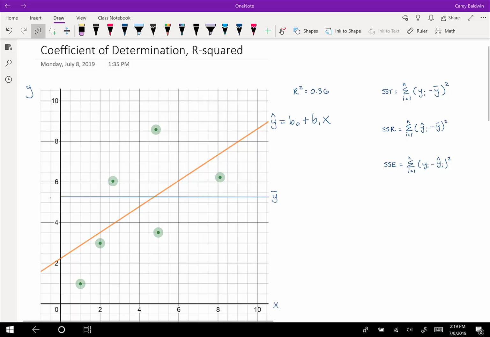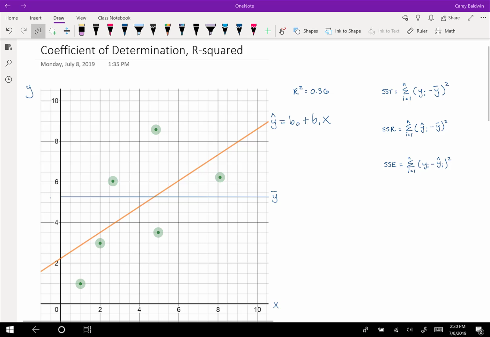When we're building a regression model, our goal is always to create a model that will help us predict values of y based on values of x. And y is often called our response variable, and x is called our explanatory variable. Sometimes you'll see dependent and independent variables. This lesson is about something called the coefficient of determination, which is also known as r squared.